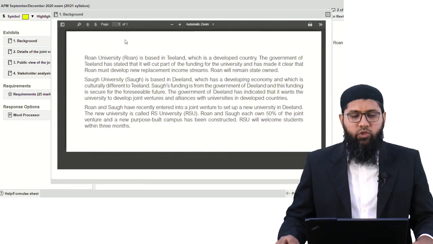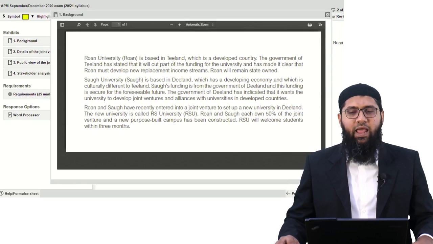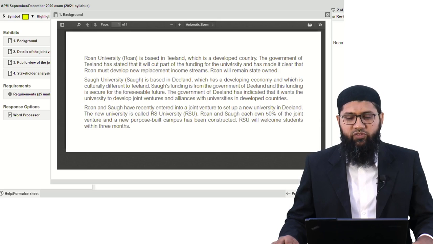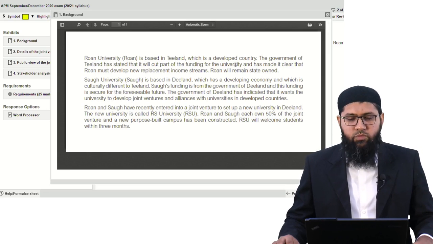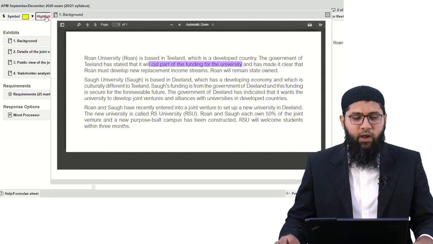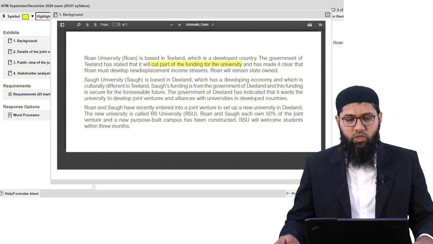So it says Roan University is based in T-Land, which is a developed country. The government of T-Land has stated that it will cut part of the funding for the university and has made it clear that Roan must develop new replacement income streams. Roan will remain state-owned. So it's part of a developed country. The government has stated that it will cut part of the funding for the university.